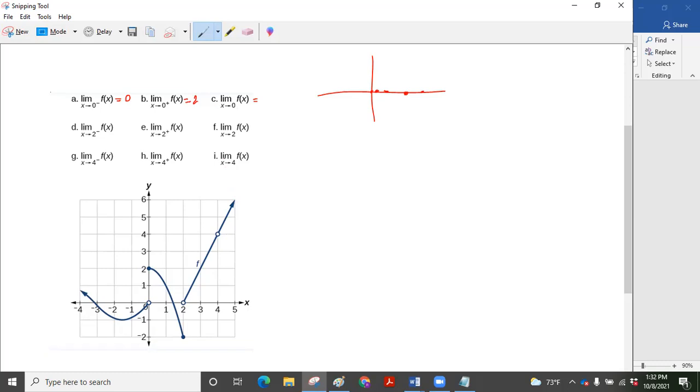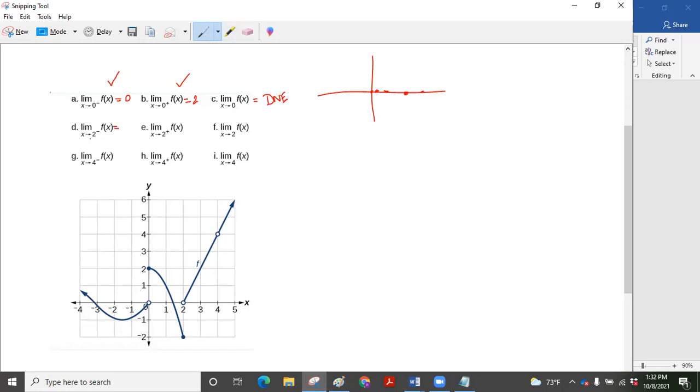So the limit as x approaches 0 from the left and from the right. Well, we know that from the left it's 0 and from the right it's 2, which means the limit as x approaches 0 from the left does not match the limit as x approaches 0 from the right. Therefore, the general limit does not exist, and we'll write DNE.